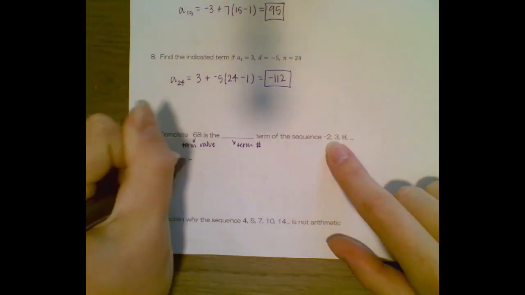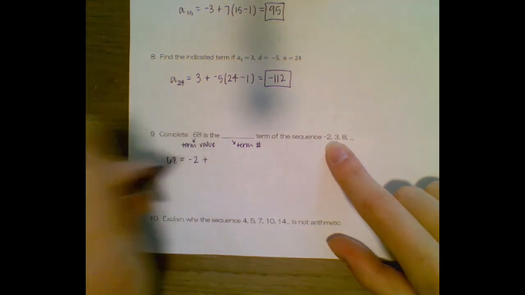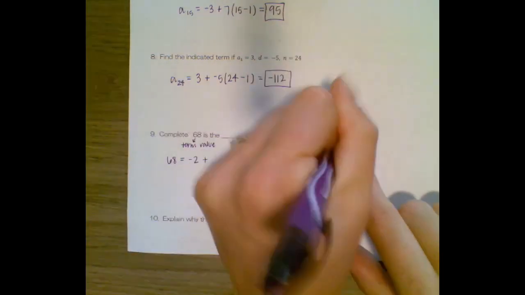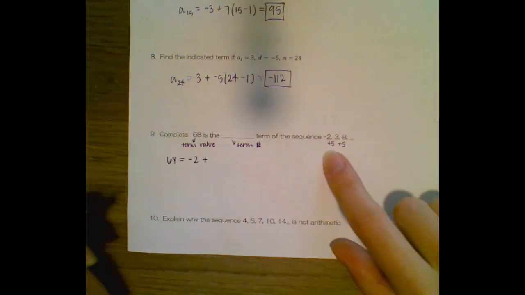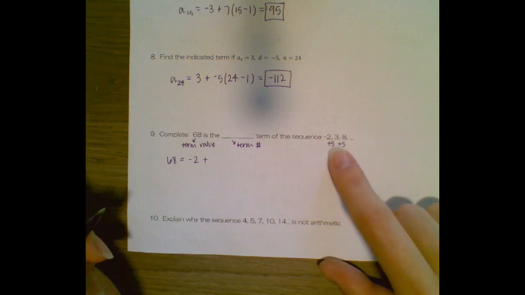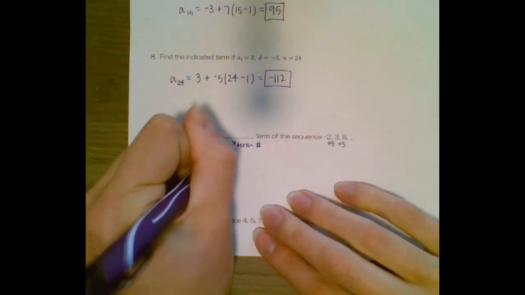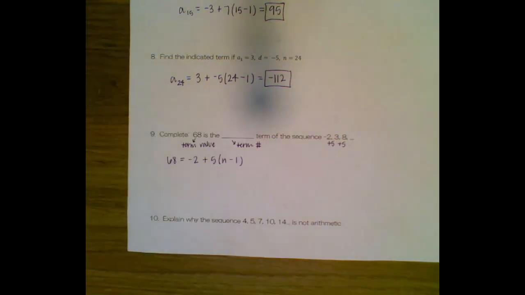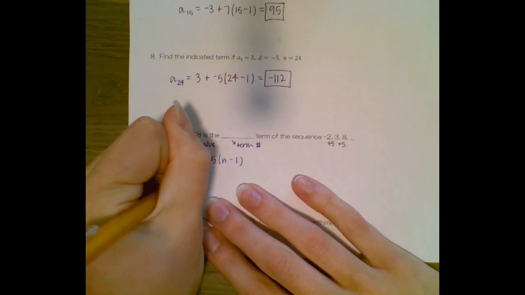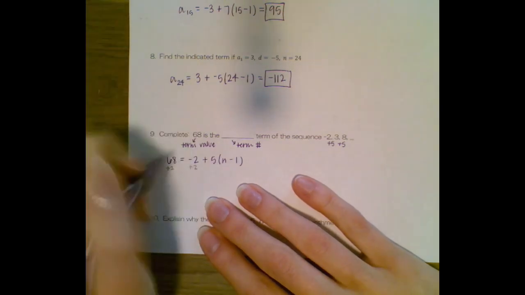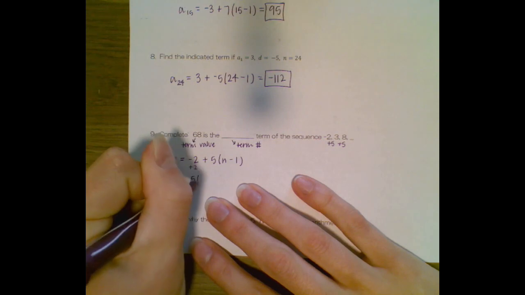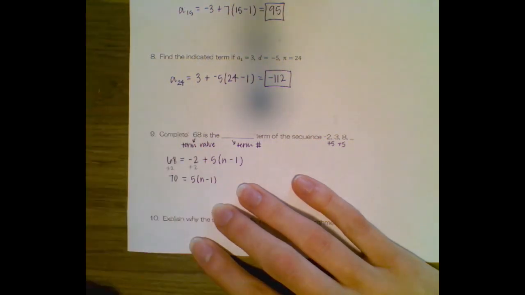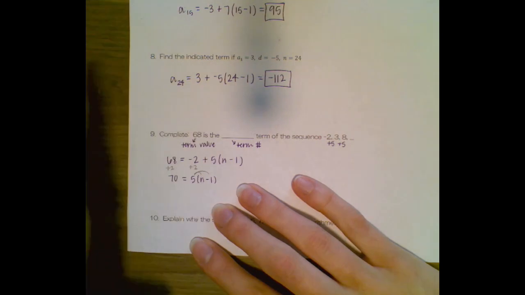Our first term, a sub 1, is -2, plus we need to find out what the common difference is here. If you look, you're going to be adding 5 each time. Okay, so -2 plus 5 is 3, 3 plus 5 is 8. So I have 5 times n minus 1, because the term number is n and we don't know what n is. So we're kind of working a little backwards here. So now I'm going to just solve this equation. So I'm going to add 2 to both sides, and I get 70 equals 5 times n minus 1. And we can go ahead and distribute that 5.